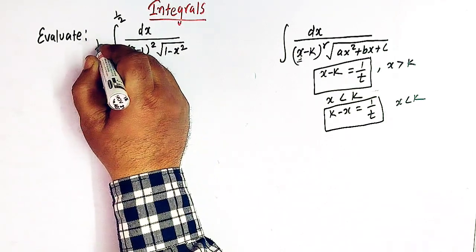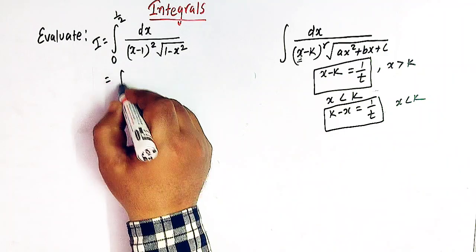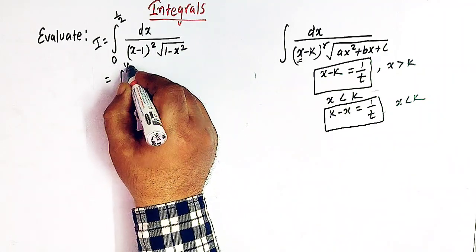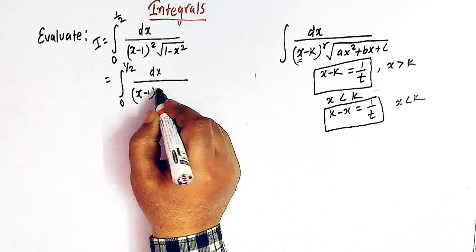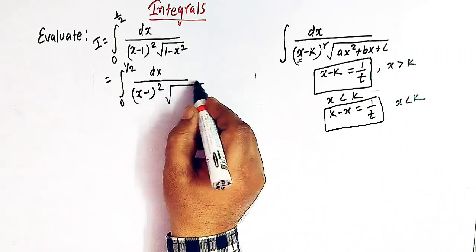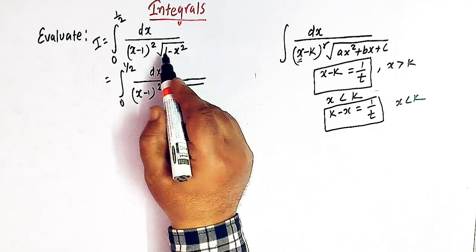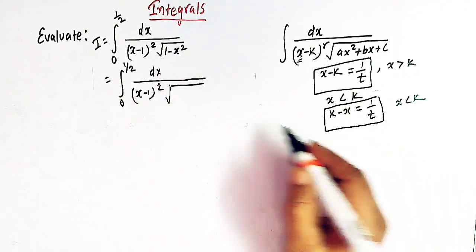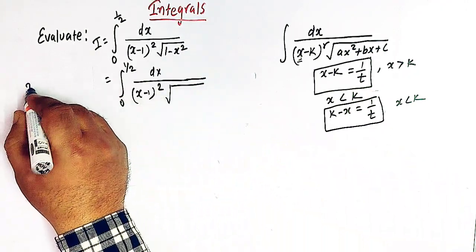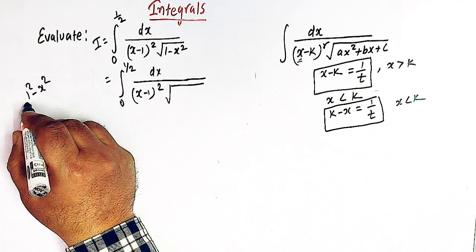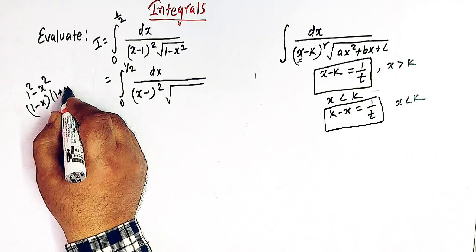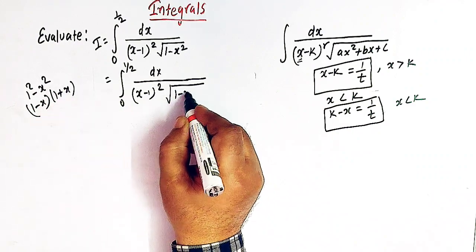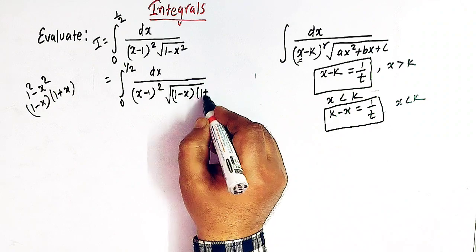Now let us take this integral I. We can now write I as the integral from 0 to half, dx over (x minus 1) square, and inside the square root sign we have 1 minus x square. This is of the form 1 square minus x square, which can be factorized as (1 minus x)(1 plus x). So here we write (1 minus x)(1 plus x).